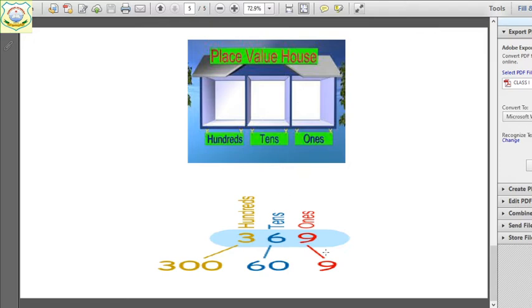Now a number is given to you, 369. 9 is in ones place, so the place value of 9 is 9 ones or 9. 6 is in tens place, so the place value of 6 is 6 tens or 60. 3 is in hundreds place, so the place value of 3 is 3 hundreds or 300. Yesterday also we have revised this.